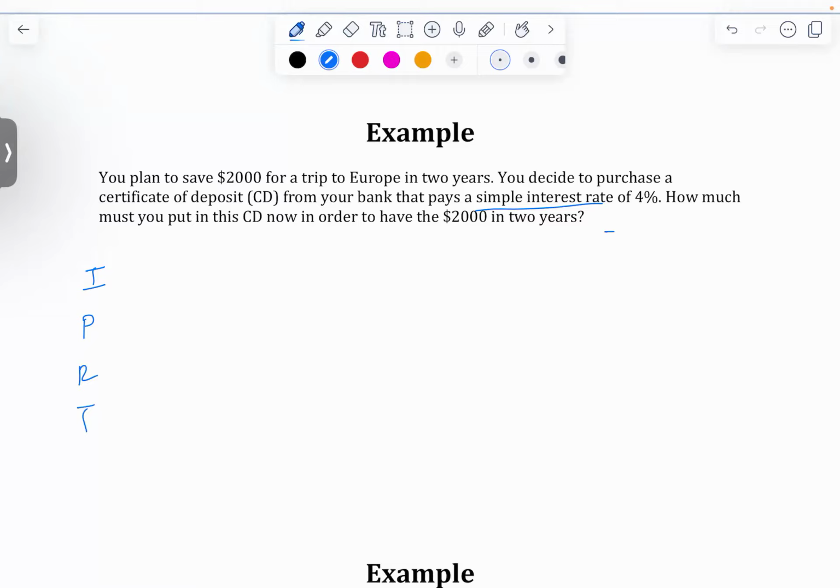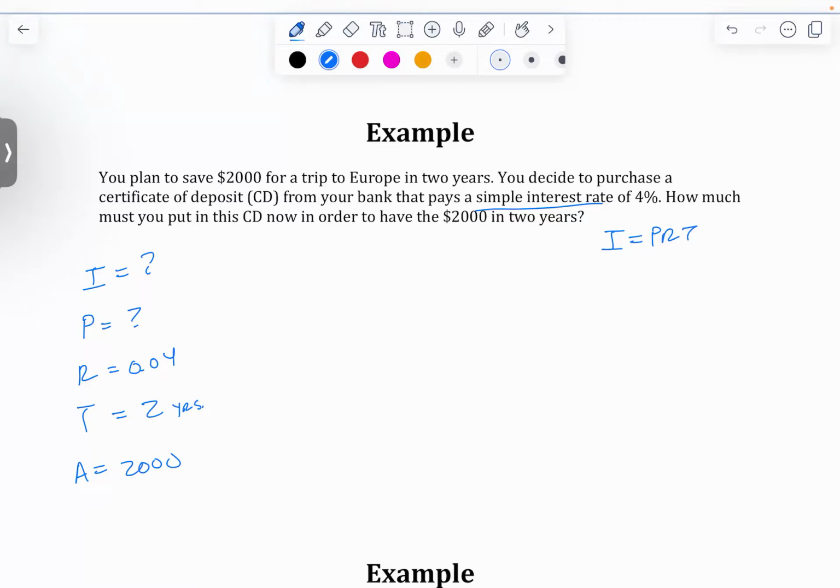Once again, all right, I equals PRT. But notice, okay, what we're looking for, how much will we need to have in order to have $2,000 in the future, right? That means that's the future value, that 2,000. All right, so our interest, that means that's unknown. The principal, that guy's unknown. Interest rate is told to be 4%, and time was 2. And remember, that's in years, so it never hurts to put that unit.